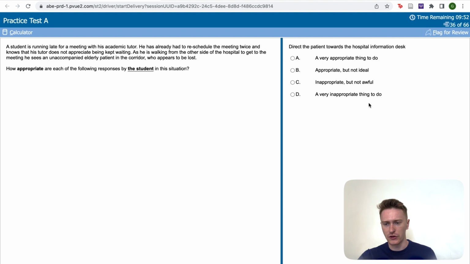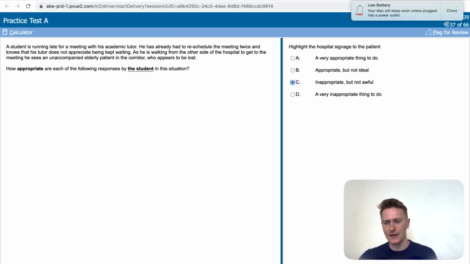Direct the patient towards the hospital information desk. I think that's inappropriate. Imagine if you're lost and you just get pointed back to the reception. I don't think that's going to help. Highlight the signage. Again, I think that's a bit condescending.